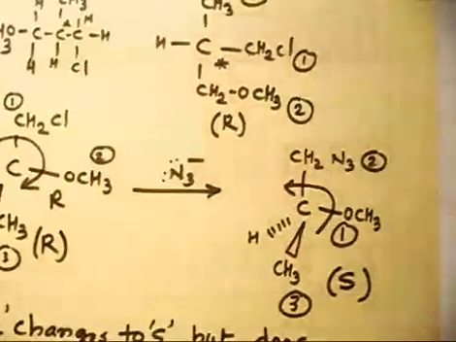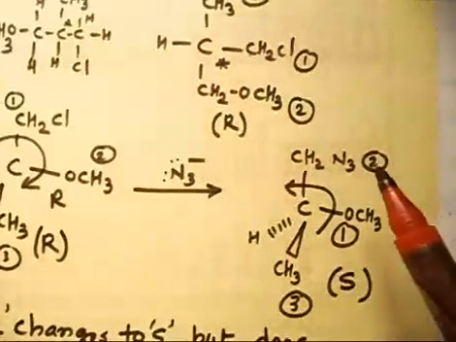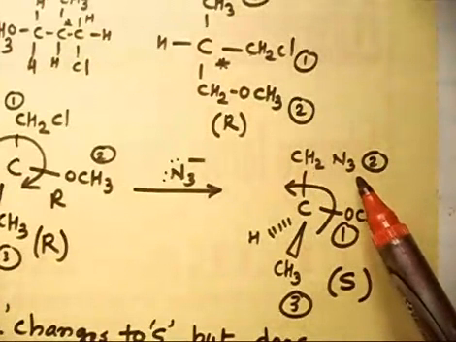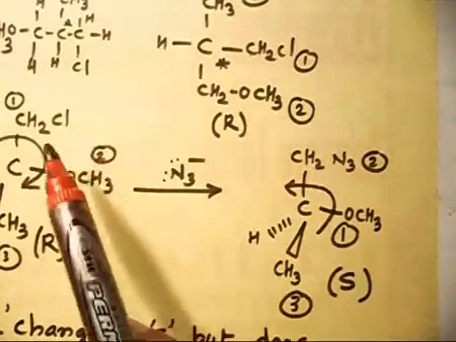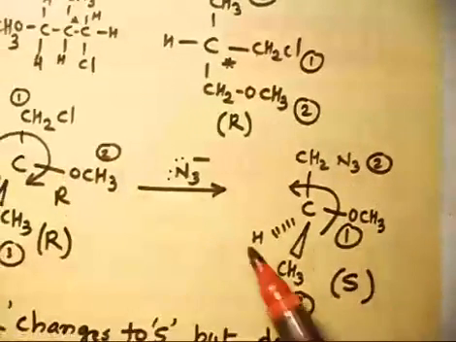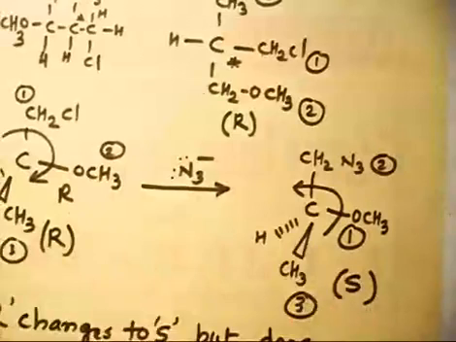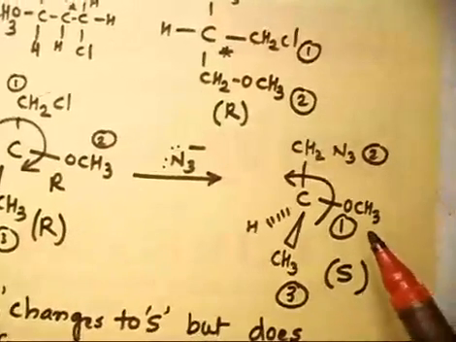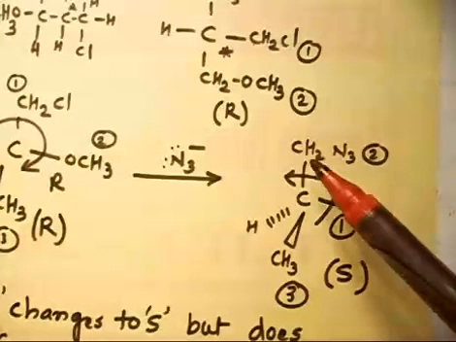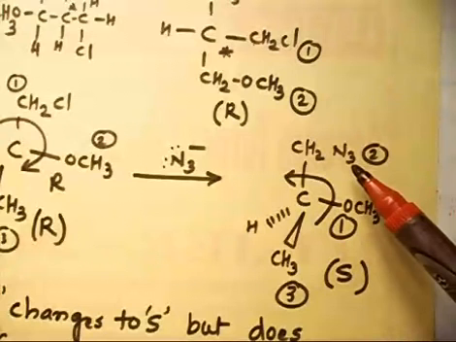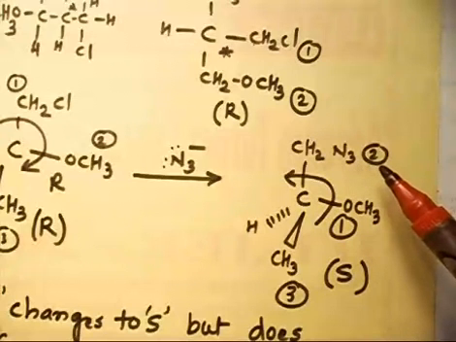Now see, you will have CH2N3, because I have replaced Cl with N3. Now here no change, so OCH3. Here I have hydrogen, here I have CH3. Now let us find the priority order. So this is oxygen, priority order 1. Here I have carbon, but carbon attached to nitrogen, so this is priority order 2. Are you getting or not?